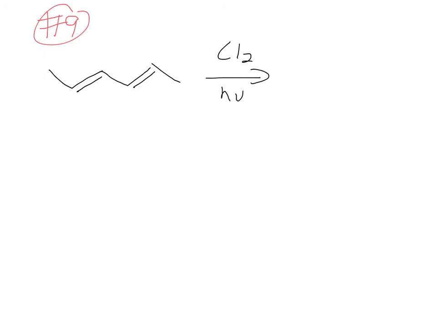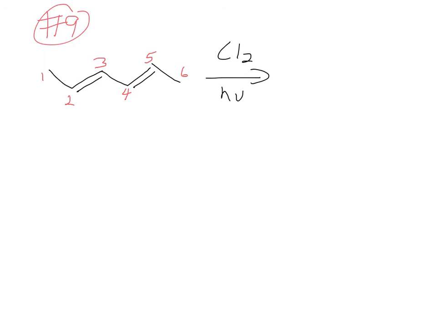Right, so Br2 in light would do what? What would it take off? Would it do addition or substitution? Wait, what if mine doesn't say light, it just says low concentration? Low concentration, same idea. So it'll do substitution. Where's it going to do a substitution at? So it's going to take an H off.